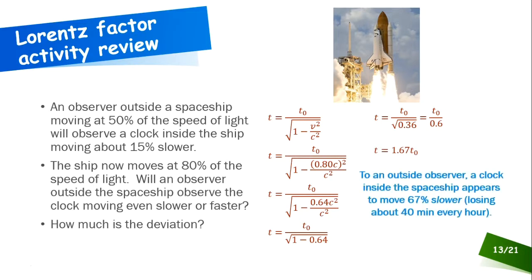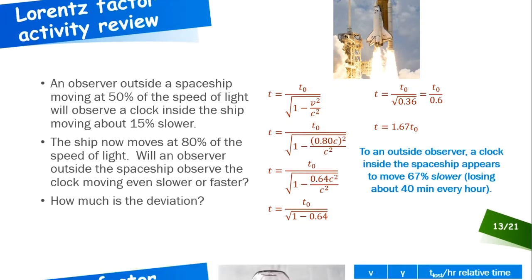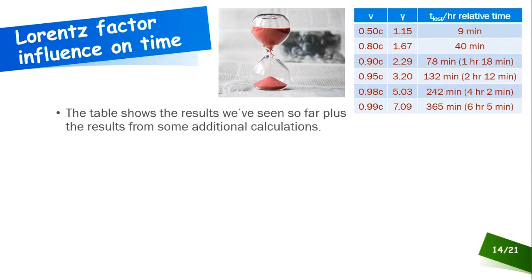So this tells us that to an outside observer, the clock inside the spaceship appears to move 67% slower than one that would be right next to the outside observer. So you're going to be losing about 40 minutes for every hour. This Lorentz factor has a huge influence on time. You can see from the table here that the closer we get to the speed of light, the bigger that Lorentz factor gets, and the more time is lost per hour relative to the time on a stationary clock.